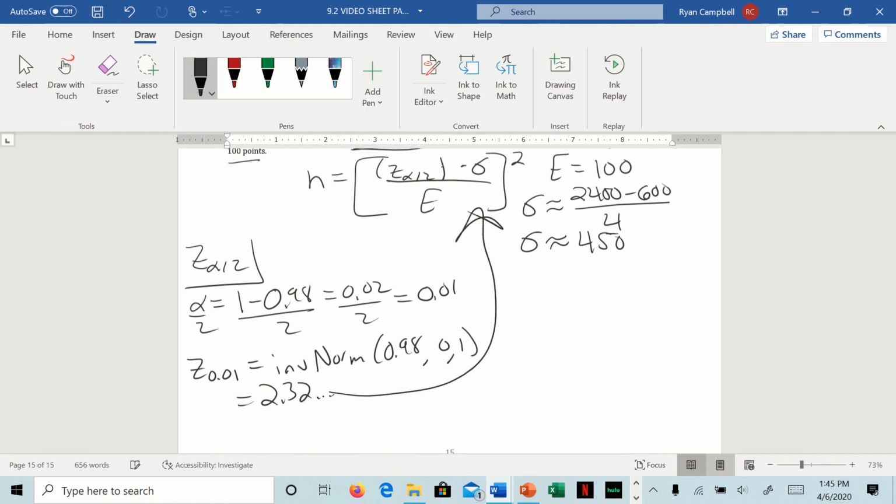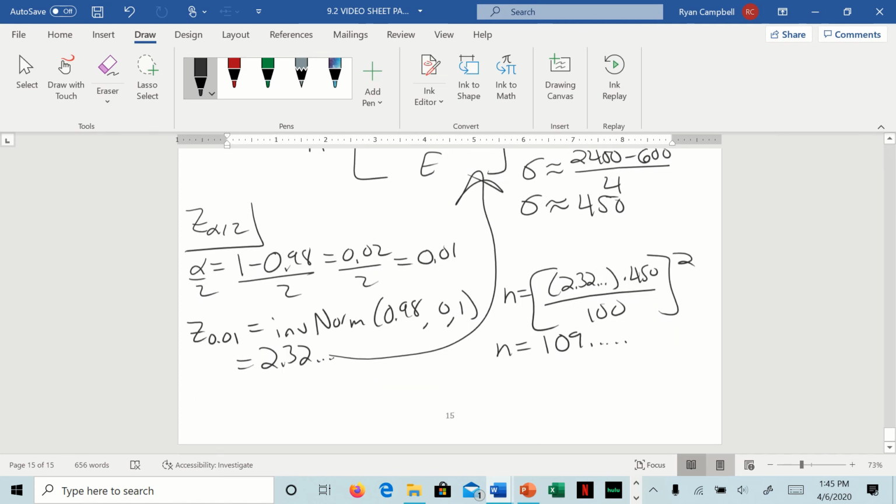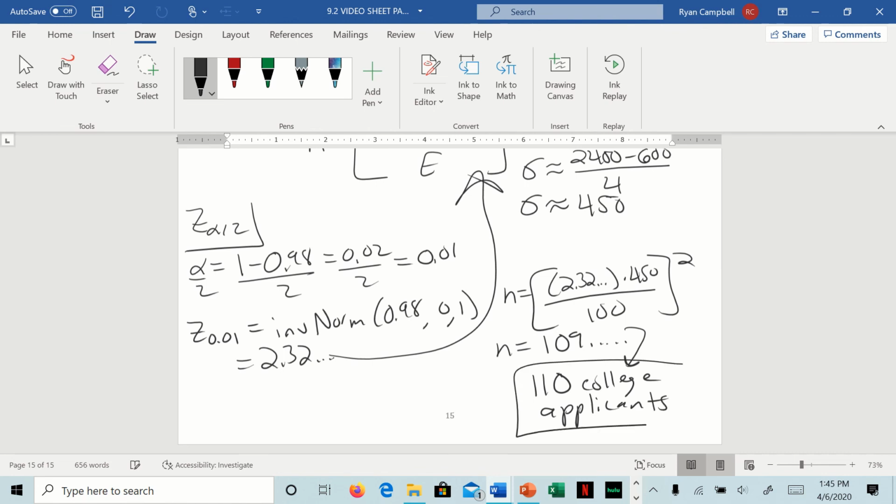Plugging that back into our equation, we get 2.32 and so on, times 450, divided by 100, squared. When we do that, for n we get 109 point a bunch of stuff. Since we always round up, we know it's going to be 110. So we need to look at 110 college applicants, at least. That's the minimum number.